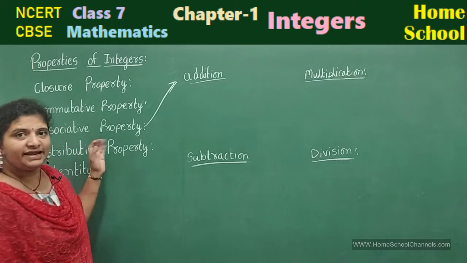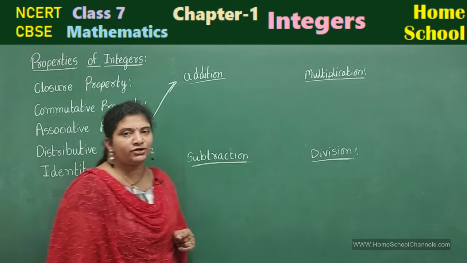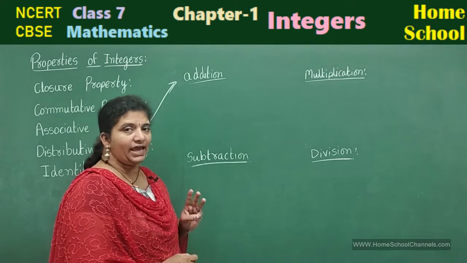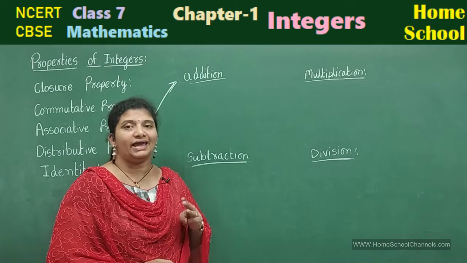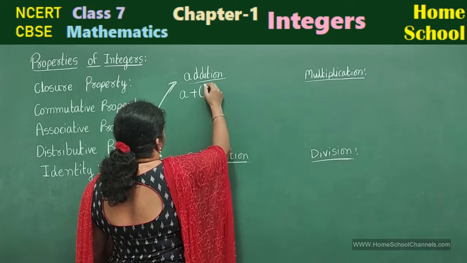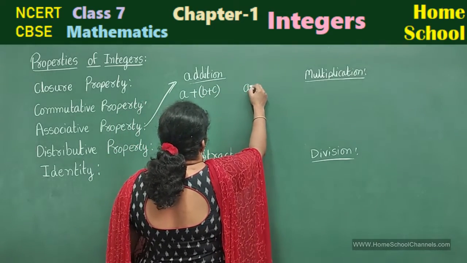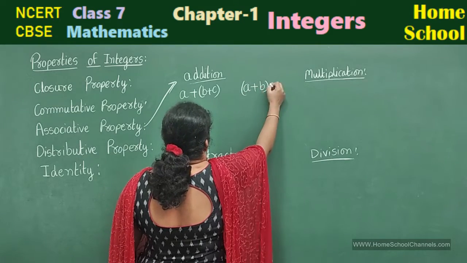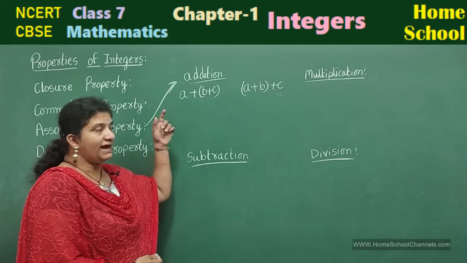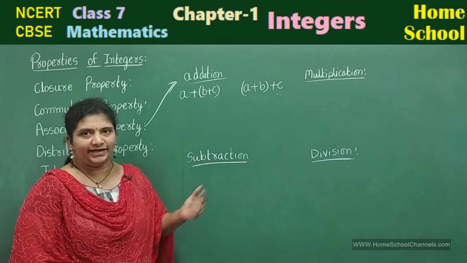Okay, let us see the next property, associative property. In associative property, we are going to take three integers. Let us take A, B, C are any three integers, and we remember this: A plus (B plus C) is equal to (A plus B) plus C. Okay, if we are able to satisfy this, then we say that addition is associative for integers.